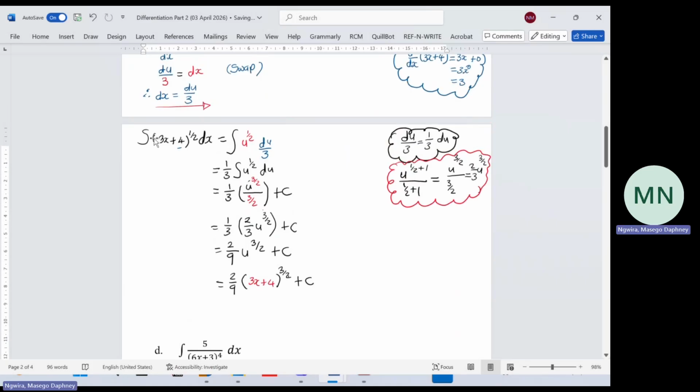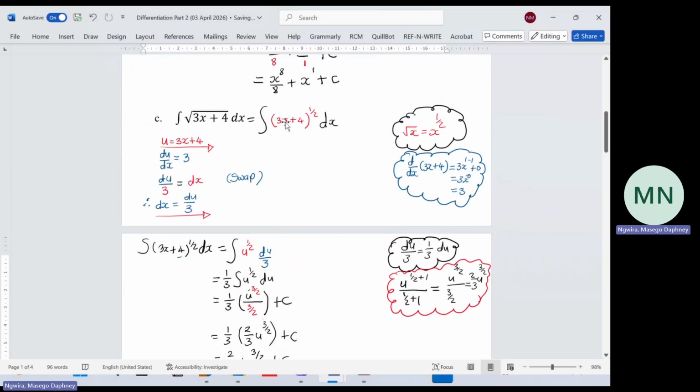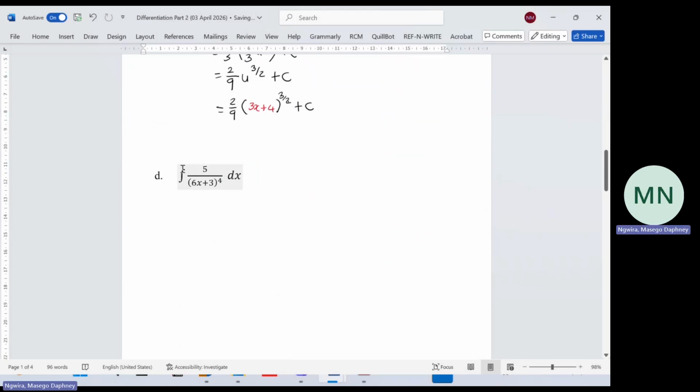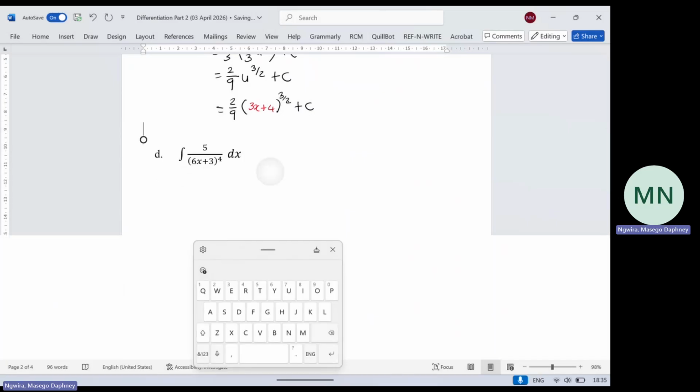So this is a function of a function, same as the chain rule. So we're just reversing the chain rule. Okay, and then now we're going to number D.